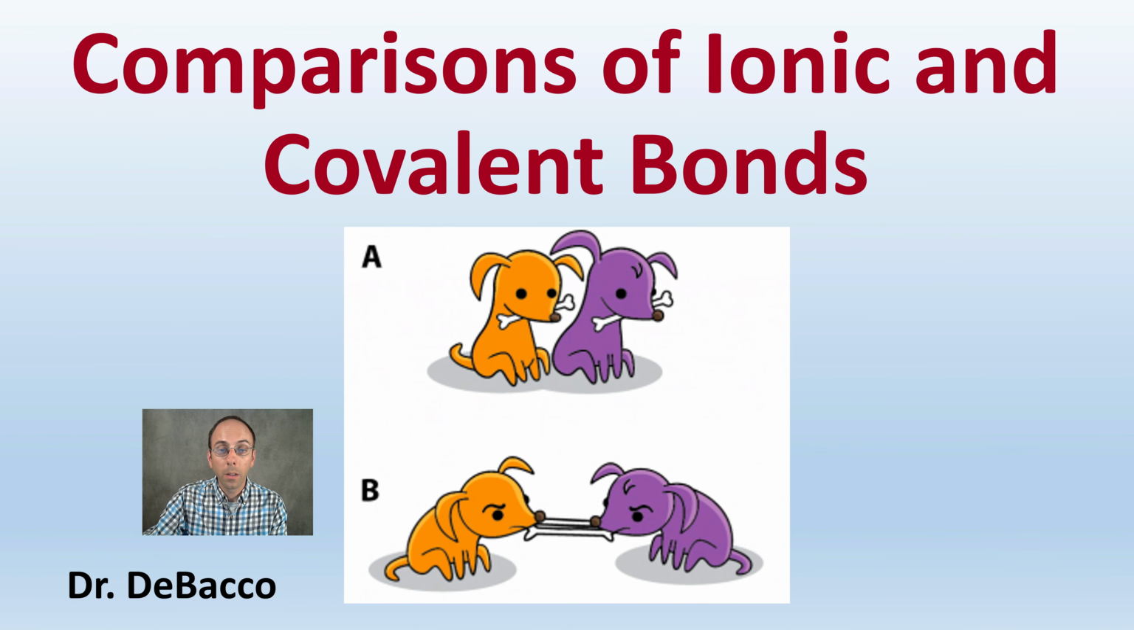If you look at this quick little cartoon image here of the two dogs, this gives a quick summary of ionic and covalent bonds. Ionic is the transfer of electrons, in this case represented by bones. Covalent is the sharing, sometimes equal and sometimes unequal, of electrons, in this case represented by the bones for the dogs.